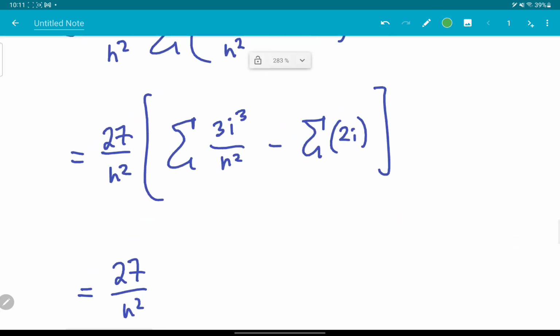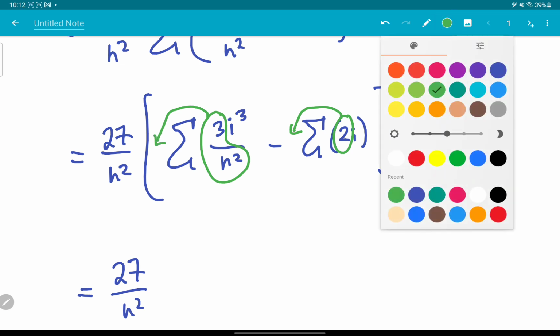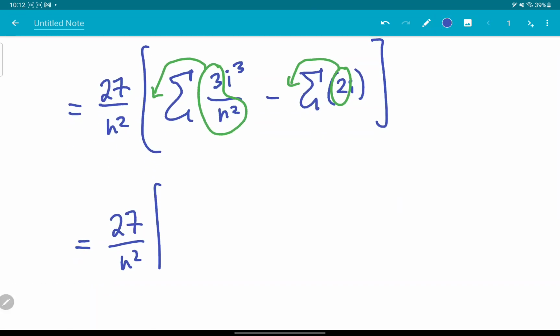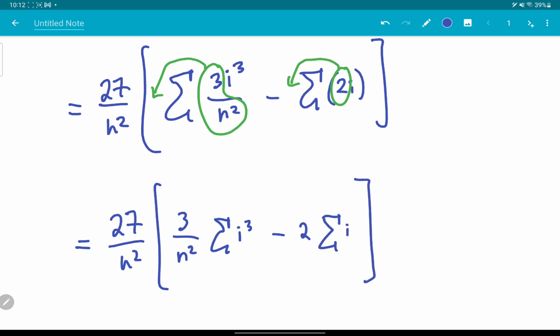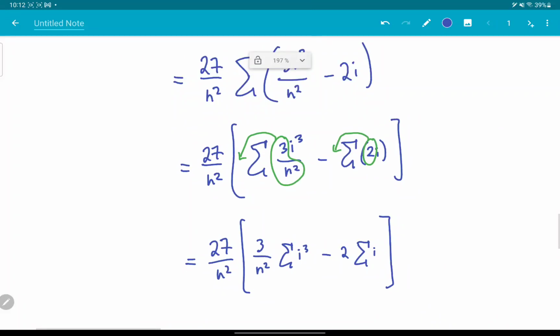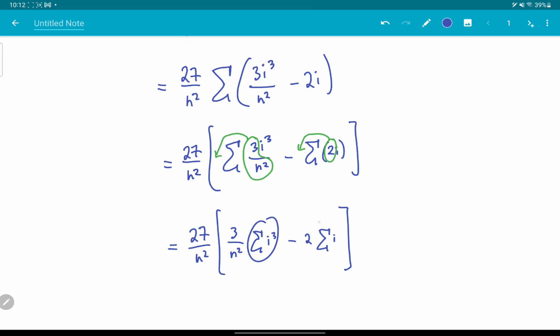So let's zoom in here. Which constants? This 2 can move out front here, and this 3 over n squared can move out here. Okay, these are properties of sums that I do not want to dwell on, but they are very useful. It allows us to isolate the sums that we know how to calculate. Now this guy and this guy, we have formulas for those.